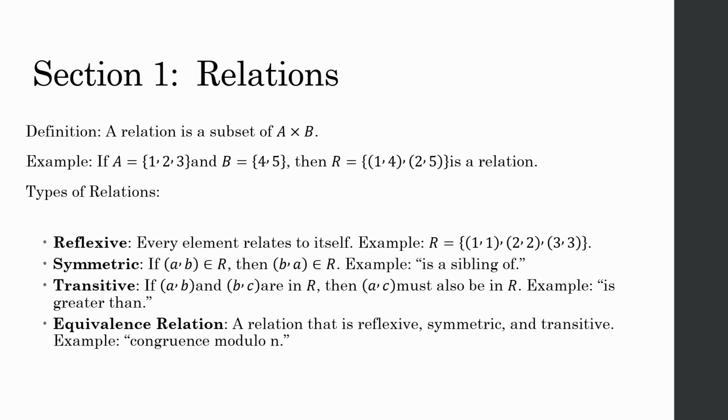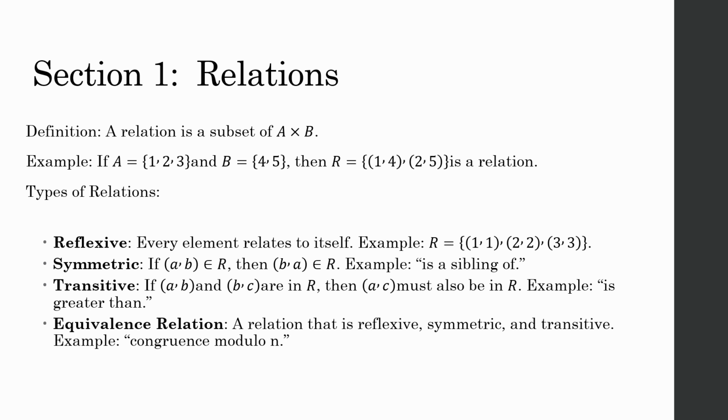Symmetric relation: if A is related to B, then B is related to A. That is, if (A, B) is in R, then (B, A) is also in R. Transitive relation: if A is related to B and B is related to C, then A is related to C. That is, if (A, B) is in R and (B, C) is in R, then (A, C) is also in R.